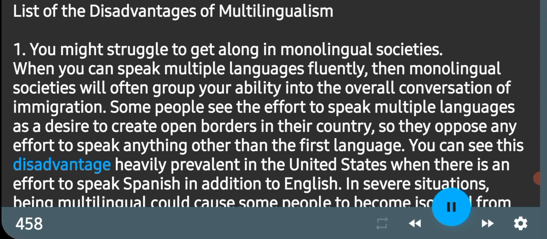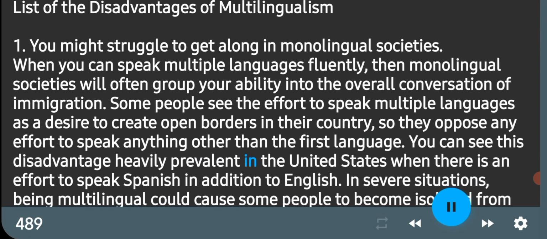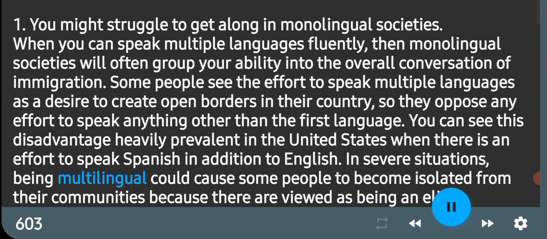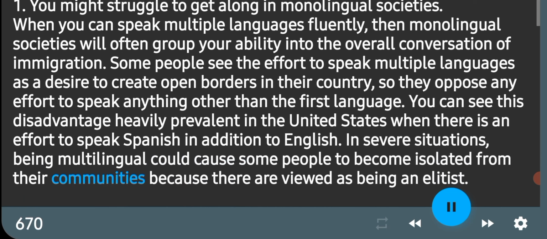You can see this disadvantage heavily prevalent in the United States when there is an effort to speak Spanish in addition to English. In severe situations, being multilingual could cause some people to become isolated from their communities because they are viewed as being an elitist.